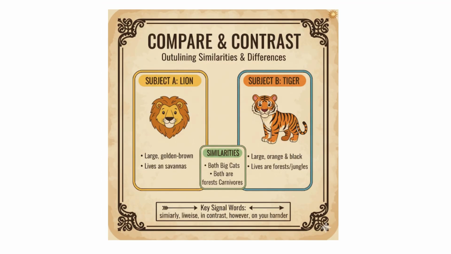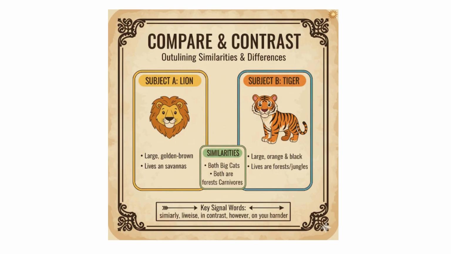Now let's look at compare and contrast. This structure outlines what's similar and different between two or more subjects. You may have seen a Venn diagram before. That is a perfect example of a compare and contrast chart. Some words we want to look for because they're key signal words are likewise, in contrast, however, on the other hand.